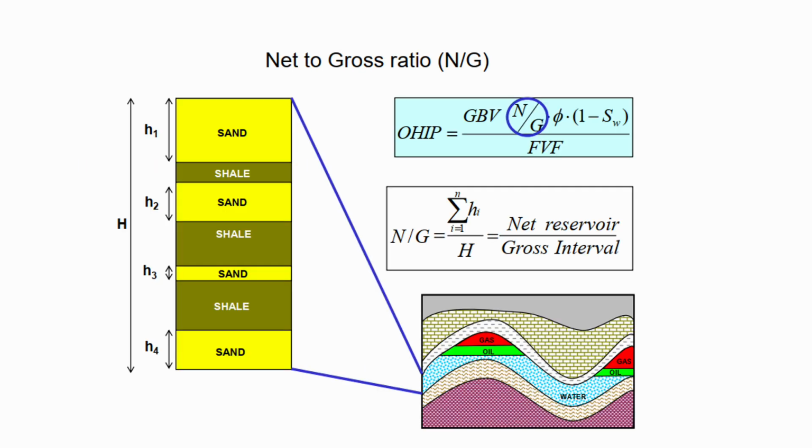This image explains the net to gross ratio, which helps determine how much of a rock formation is actually reservoir rock, able to store and produce hydrocarbons, versus non-reservoir rock like shale, which doesn't store hydrocarbons well. Let's break it down. What is net to gross ratio? The left diagram shows a vertical rock column made up of alternating layers of sand, the yellow portion, and shale, that is the brown portion.